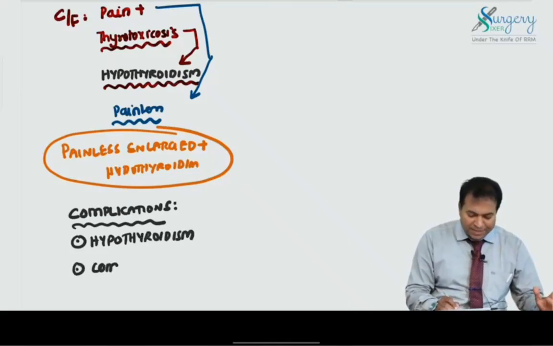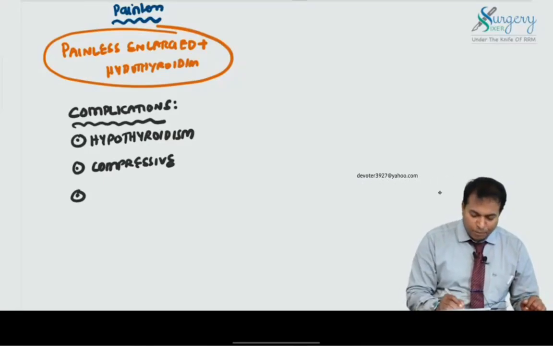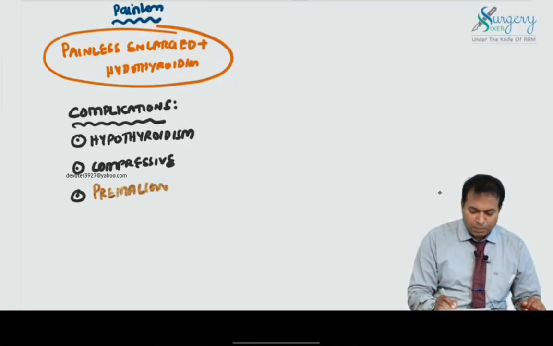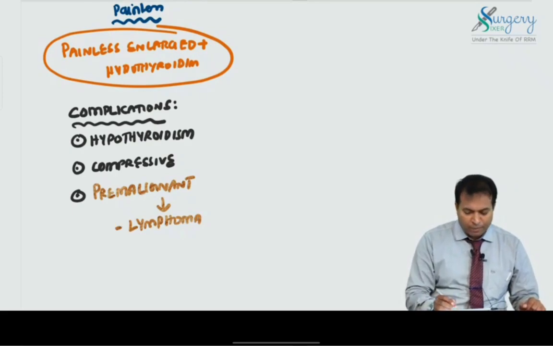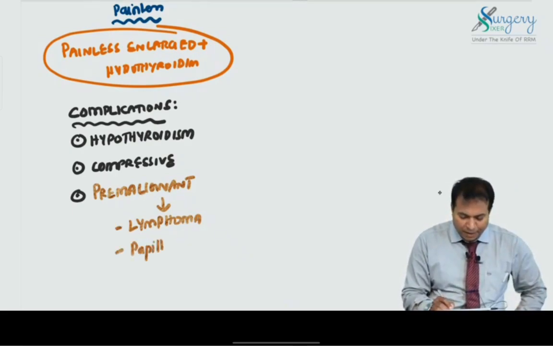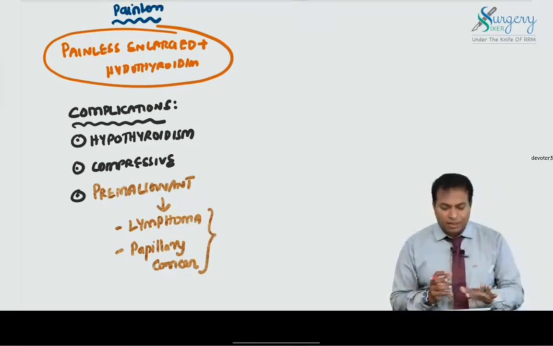They will have compressive symptoms. A very important point you should remember for your exams is that Hashimoto's is pre-malignant. What tumors can it produce? It can produce lymphoma or papillary cancer, and that is an MCQ. Please don't forget, the two tumors produced by Hashimoto's thyroiditis are lymphoma and papillary cancer.